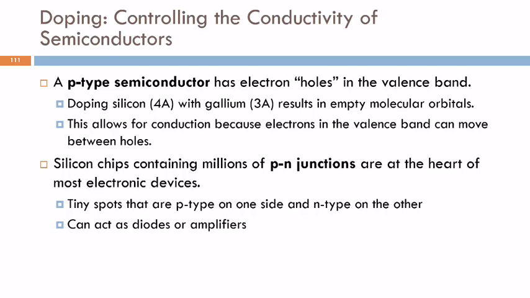And so the silicon chips inside your cell phone, inside your calculator, inside my computer, have millions of p-n junctions where you have a p-type semiconductor meeting an n-type semiconductor. And these can act as diodes or amplifiers. If you know what those things are, you'll think this is really cool. And if you don't, don't worry about it. You do need to know what a p-type semiconductor is, what an n-type semiconductor is, and that they're used in silicon chips.